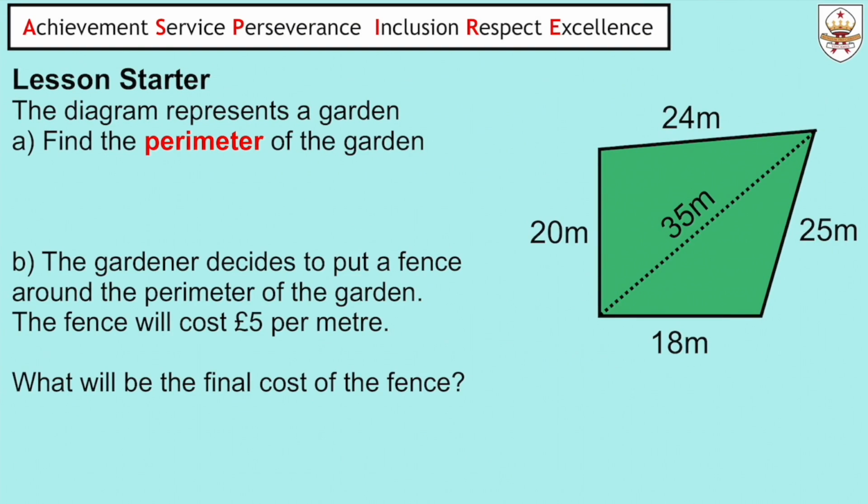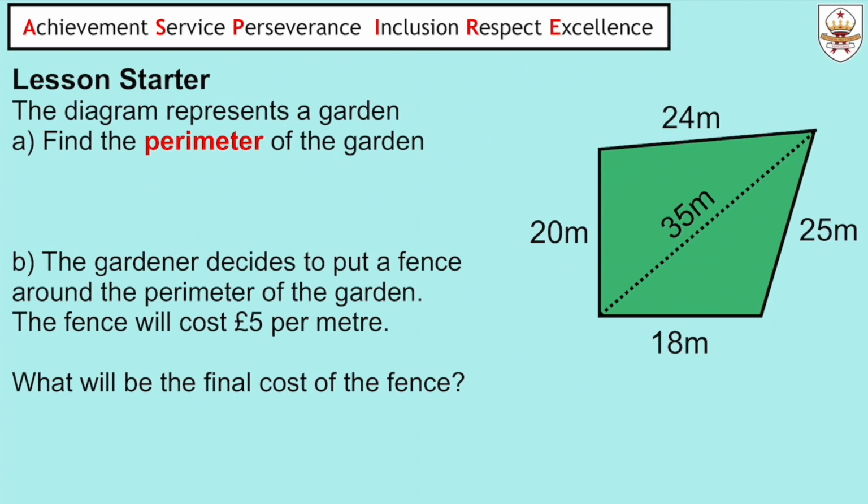We're being asked here to find the perimeter of this garden. So you've got these lengths around the outside. And then you're going to calculate the cost of a fence that's going to go around that garden. So I'm going to ask you to pause your videos now, have a go at this question, and then I'll go through the solutions afterwards.